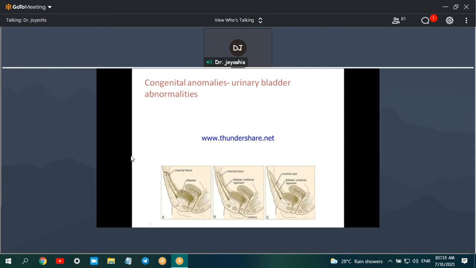Here, urachal fistula with the urinary bladder. The urachus will attach to the apex of the urinary bladder, forming the urachal fistula. Here is a urachal sinus, with the remnant of the urachus attached to the median umbilical ligament. And there is the urachal cyst, which is also attached to the median umbilical ligament. These are the anomalies of the urachus.